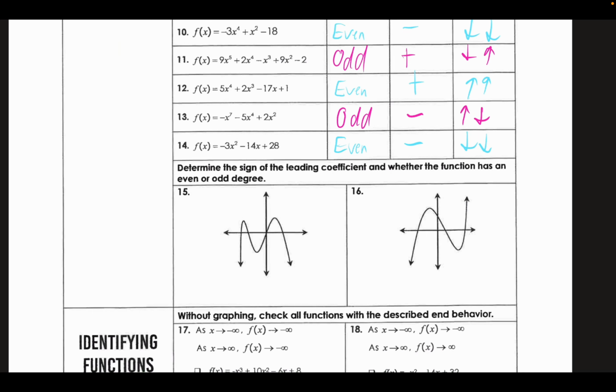So based upon the graphs we see on 15 and 16, we can determine the sign of the leading coefficient, whether it's positive or negative, and whether the degree of the function is even or odd. So on 15 here, because they're both down, that means it's even, and it's also a negative leading coefficient. If they go the same direction, it's even. And so because these go different directions, it's automatically an odd degree. And because it goes down forever, and down then up, it is a positive leading coefficient.